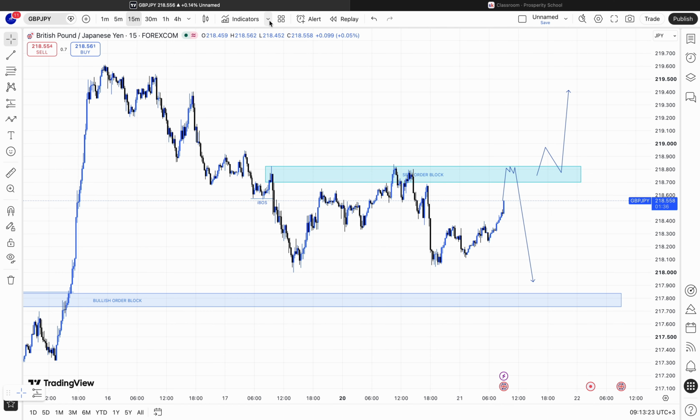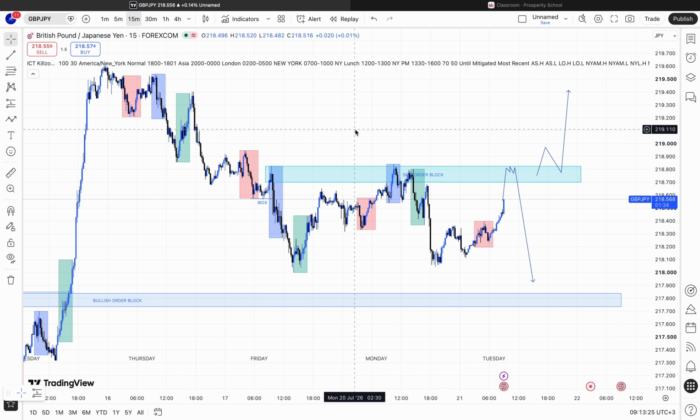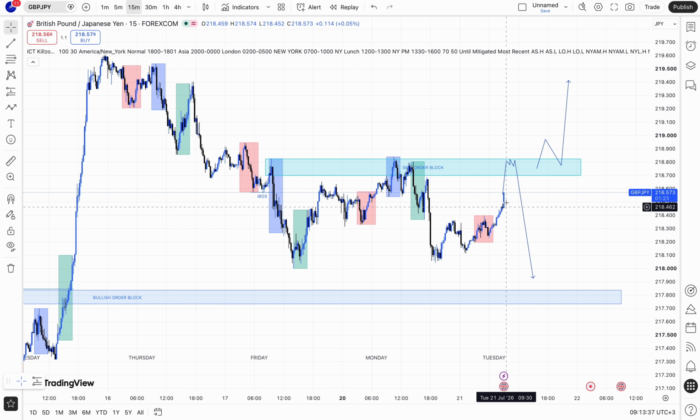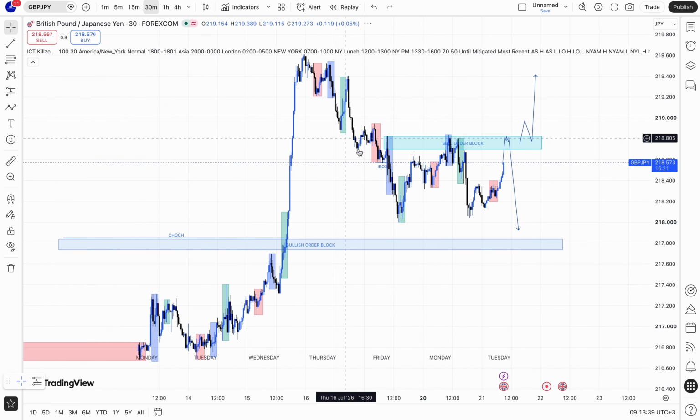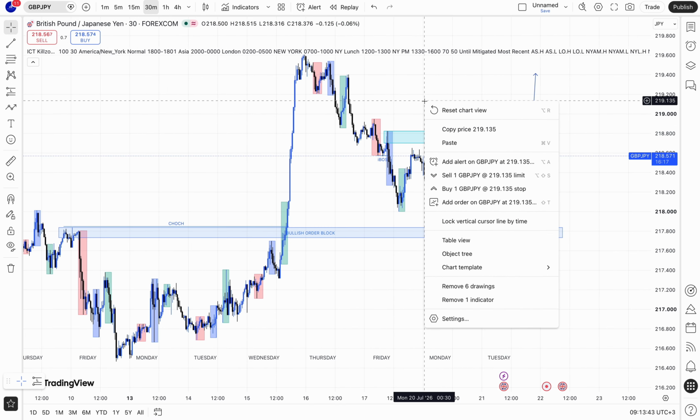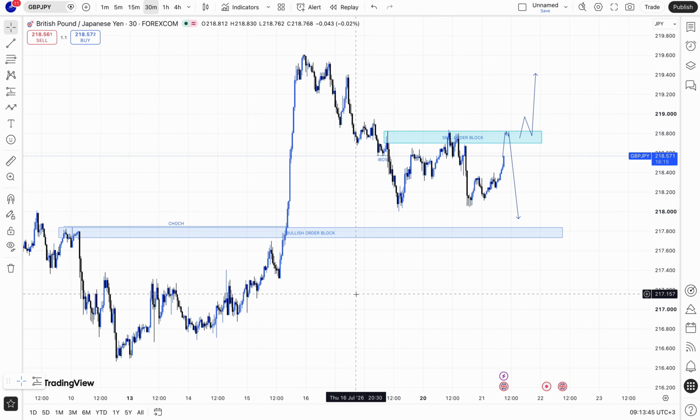Then scenario number 3 is very, very simple. I'm going to wait for this 30 minutes closer to this, then I target the lower liquidity to the downside. Okay, that's it guys.